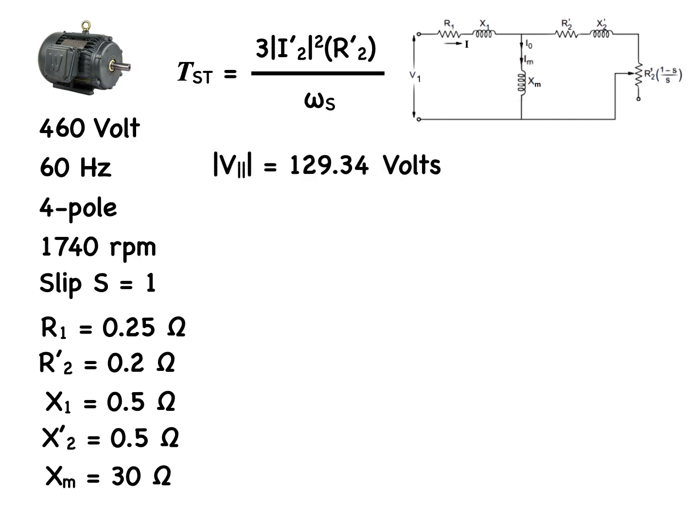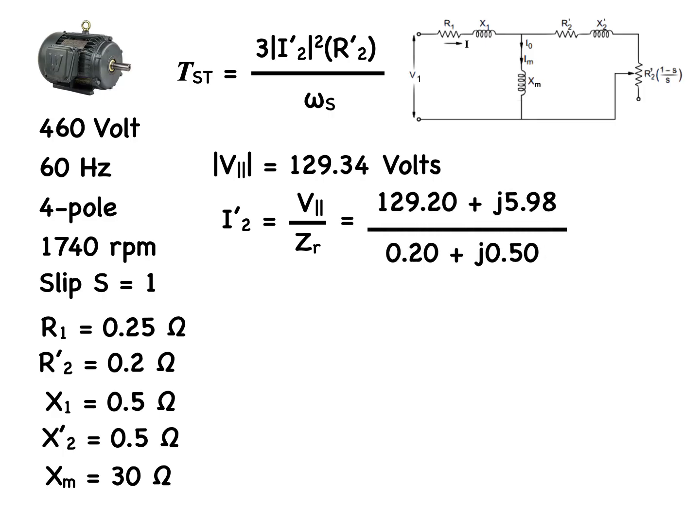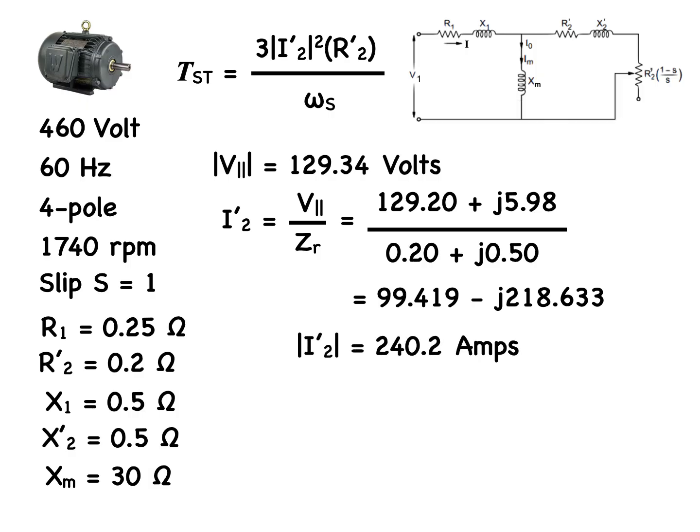We are now in a position to calculate the rotor current referred to the stator. I'2 is equal to V parallel all over the rotor impedance, which is ZR. And that is equal to 129.20 plus j5.98 divided by the quantity 0.20 plus j0.50. And that equals 99.419 minus j218.633. And I'2 magnitude equals 240.17 amps.